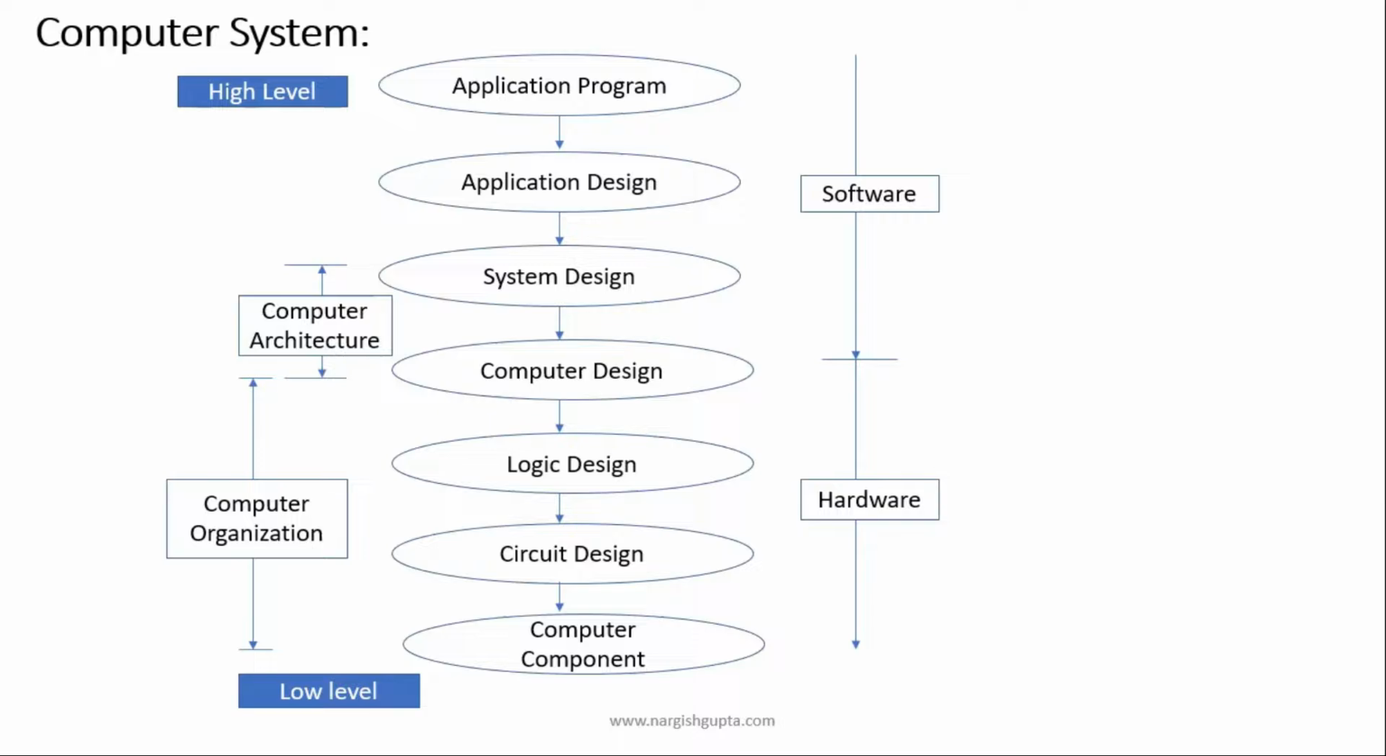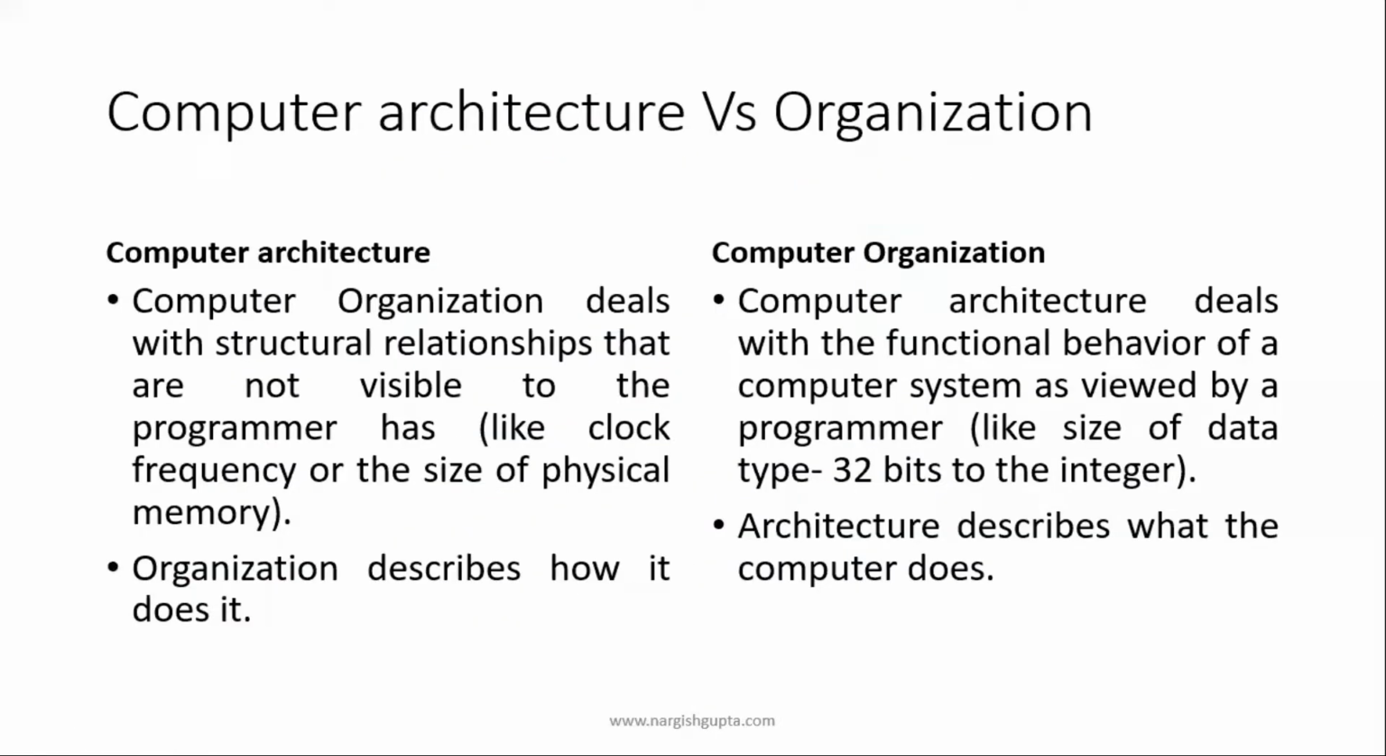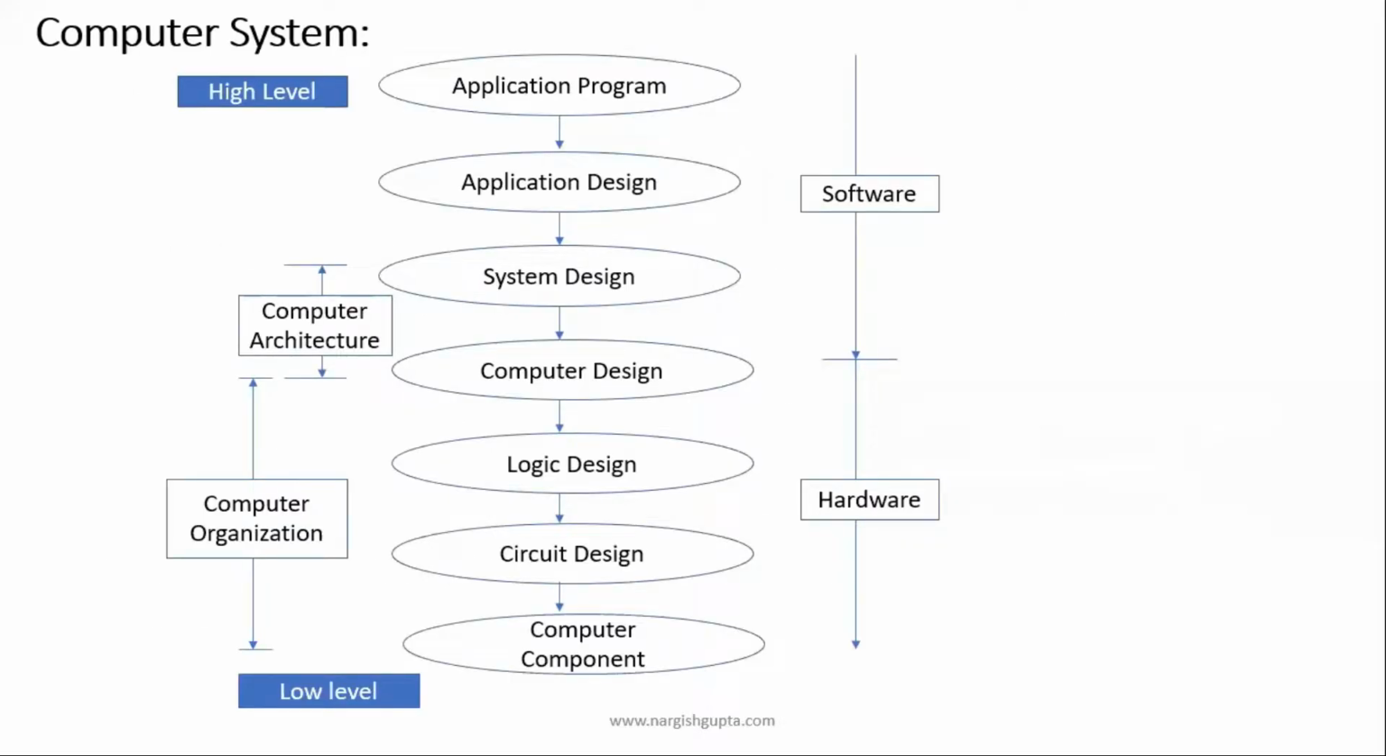But if we talk about the data types, like how many bits an integer will take in the computer memory, computer architecture deals with the functional behavior of a computer system. So we can say that architecture describes what the computer does and organization describes how it does it. I think now the difference between computer architecture and organization is clear to you.